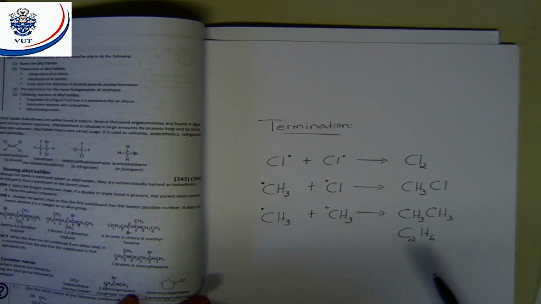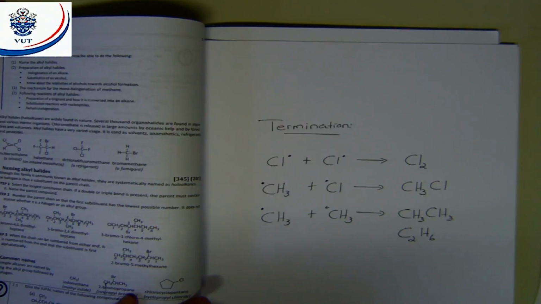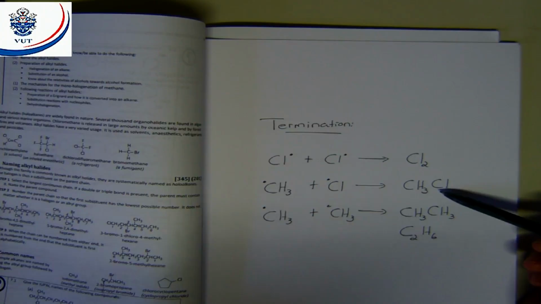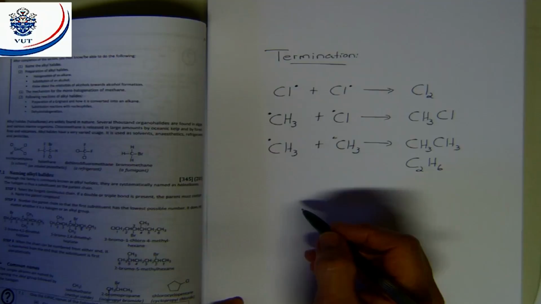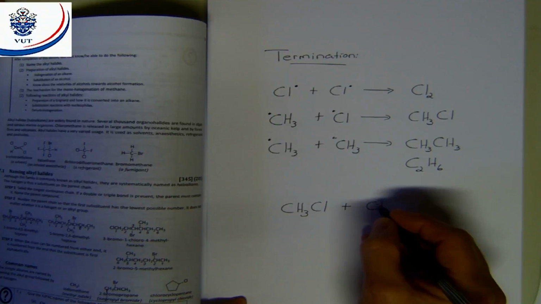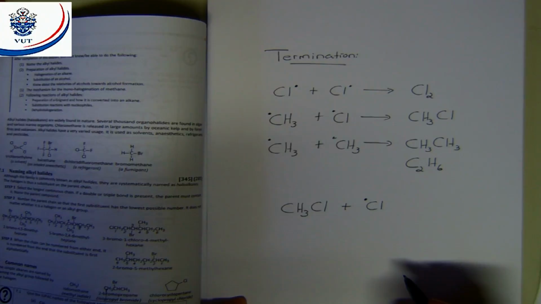We do not really make use of this method to prepare our haloalkanes, our alkyl halides. The reason, if you look here, look at your products. You are going to have chlorine formed as product. You are going to have chloromethane as product. You are going to have ethane as product. That's not all. You can imagine, and this part, you need not indicate to us, but just have a look here. Remember, you have that one now. And you have the chlorine radicals present. So we can have another Cl replacing one of the other H's so that you get dichloromethane.